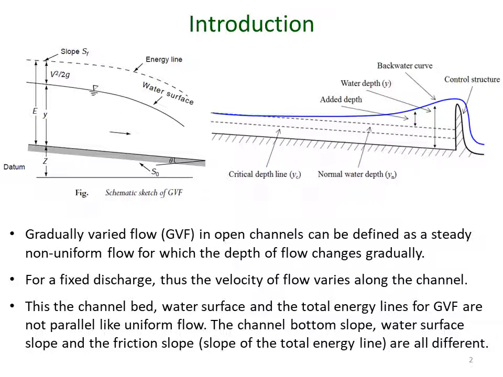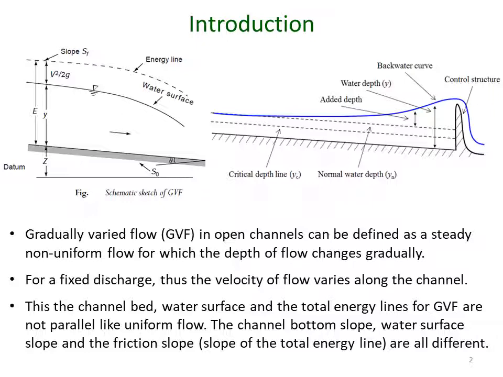And please note that the slope of the water surface, the total energy line, and the channel bottom are all different. On your right, it shows a longitudinal section in a gradually varied flow where there is a control structure in the open channel. The control structure is a kind of hydraulic structure which is used to control the flow along an open channel to serve many purposes.